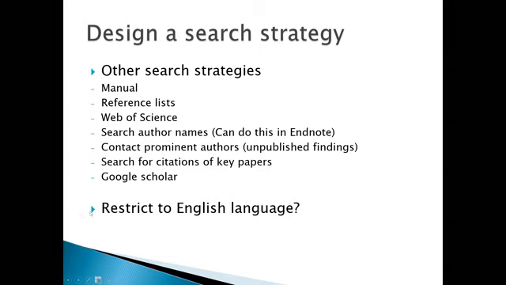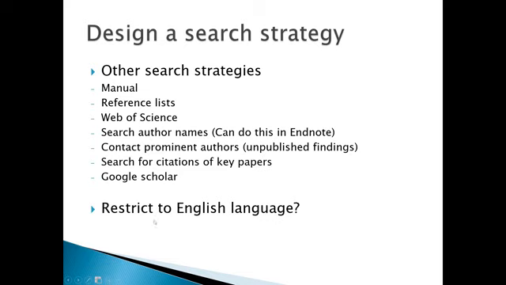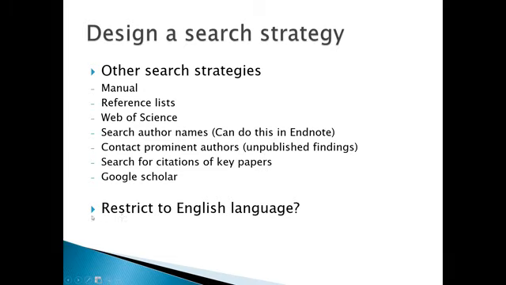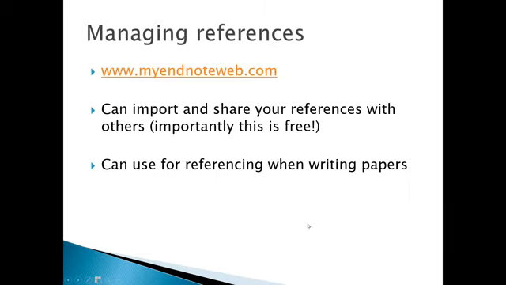The other thing in terms of your search strategy, you may want to restrict to English language. In an ideal world, you include any language, but you don't always have the resources to translate. But if you do, fantastic, try and get it done. But if you don't, sometimes you've got to be realistic and just restrict to English language. So how do we manage the references?